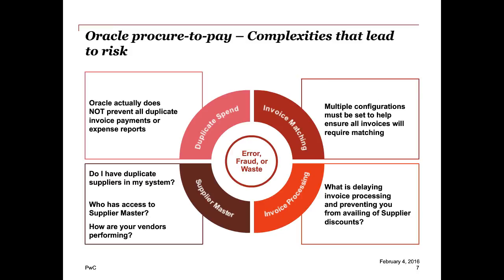Invoice matching. Despite the maturity of many organizations with EBS, the simple concept of matching is far more complex than most organizations can appreciate and in many cases control. Invoice processing. How you've configured your environment and are transacting your invoices can have a direct impact on your bottom line as well as the accuracy of your financials. And then managing the Supplier Master. How you manage and maintain your Supplier Master can lead to significant financial, operational, and vendor performance challenges.